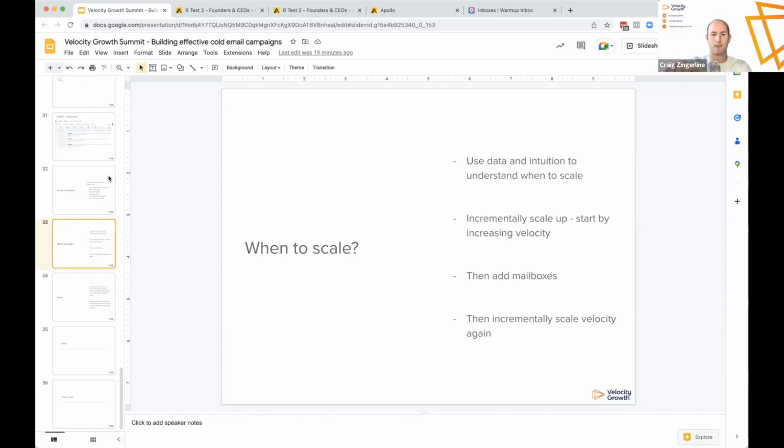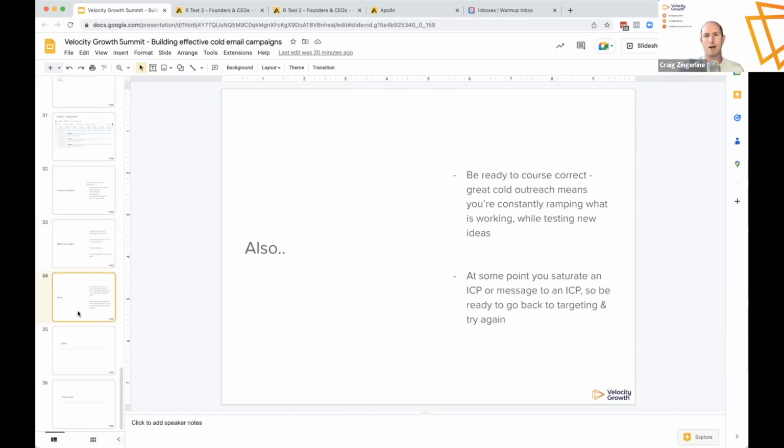So if you've got one email address sending 100 emails a day, you can send 500 a week. If you've got 2 emails sending 100 a day, you double that. If you've got 2 domains with 2 emails each, now you're at 4x, and so on and so on. And then you can gradually increase those limits. And then be ready to course correct, right? You're going to have constant iterations on this. Think about that messaging again. Think about going back to targeting and just run it as a big experiment. That's probably the best advice I can give you on it.